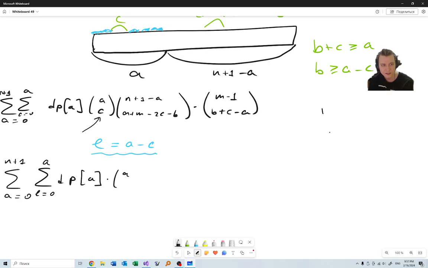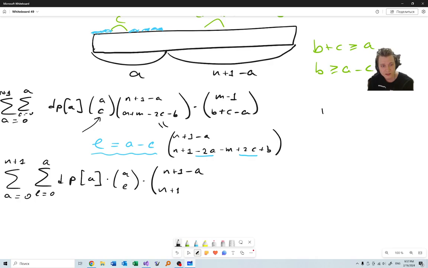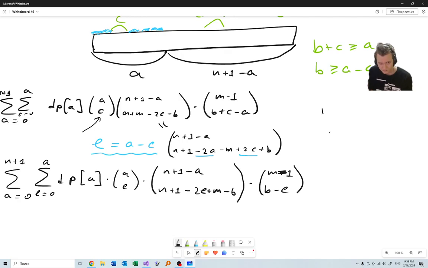What next? So now let's rewrite it as n plus 1 minus a, choose upper minus lower. So n plus 1 minus 2a minus m plus 2c plus b. Now you can clearly see that we have an e here, so this is just minus e. So here we have n plus 1 minus a and n plus 1 minus 2e plus m minus b. Finally, times choose m minus 1 over b minus e. So now a and e are quite independent.